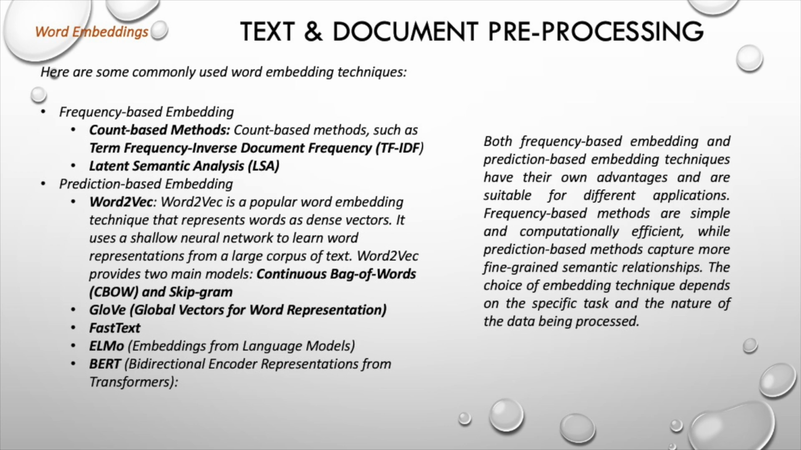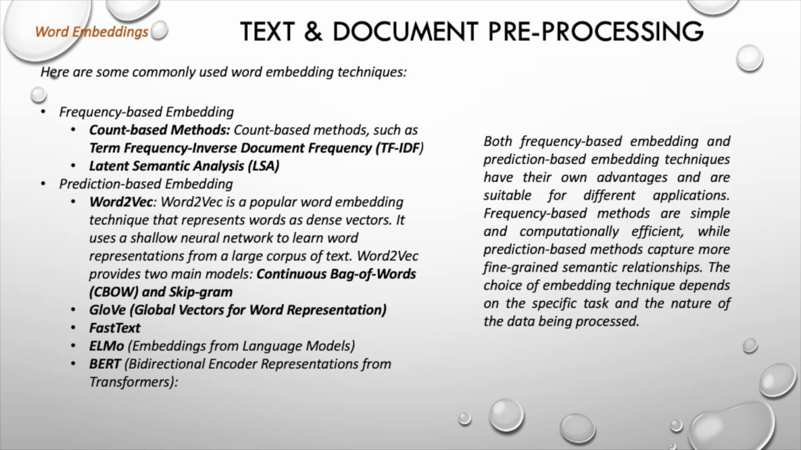Latent semantic analysis. LSA uses singular value decomposition to factorize a word document matrix and obtain low-dimensional word representations. LSA captures the latent semantic relationships between words by representing them in a semantic space. Prediction-based embedding. Prediction-based embedding techniques utilize machine learning models to learn word representations by predicting some task-related properties of words. These methods focus on capturing the meaning and semantic relationships between words.